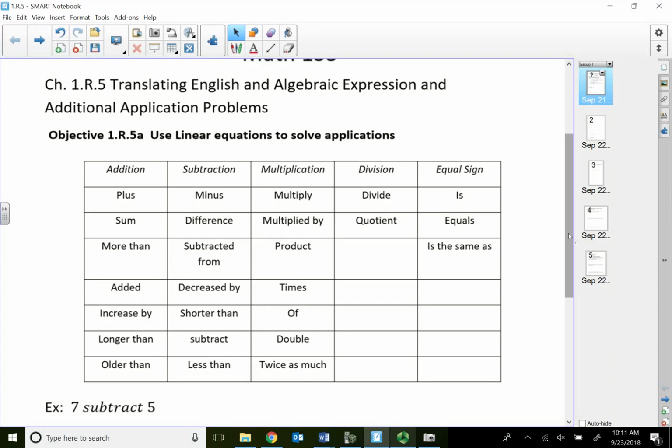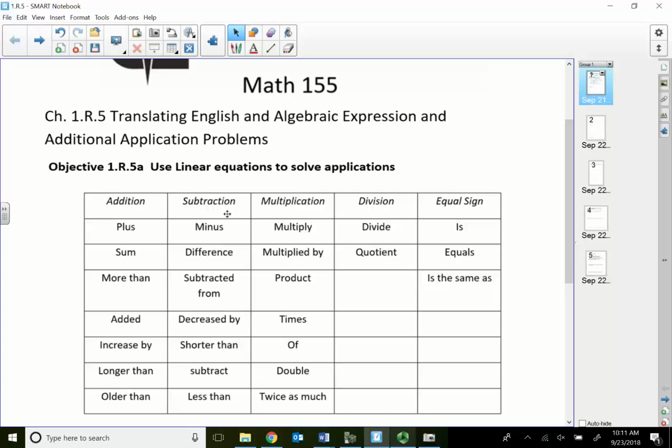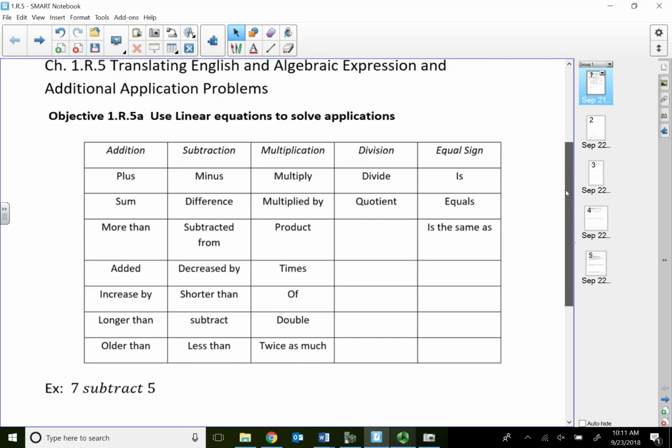What we're going to do mainly is learn how to translate these words into algebraic expressions. And if we run into it, we will solve some of these as well.